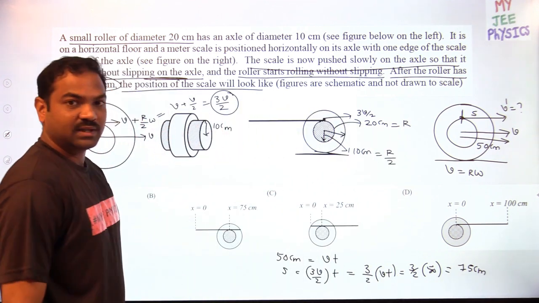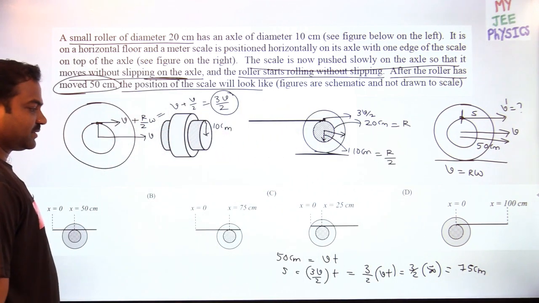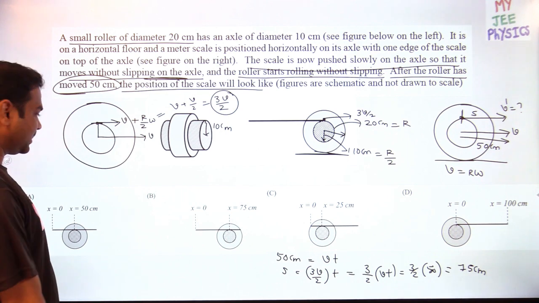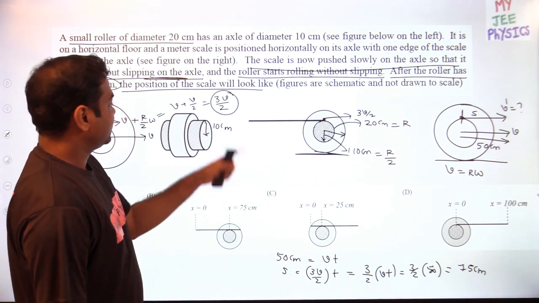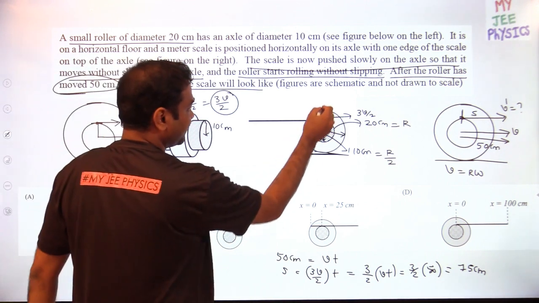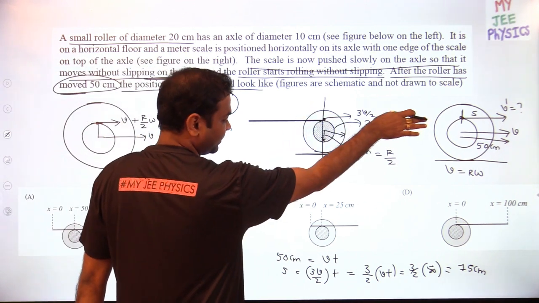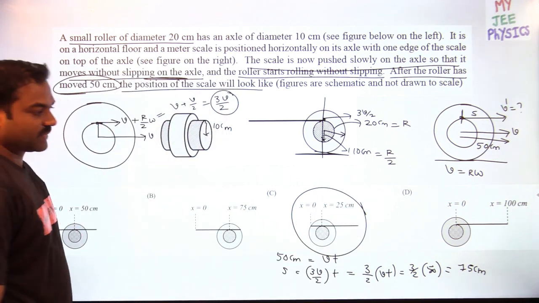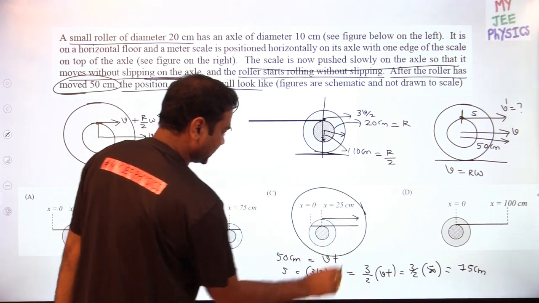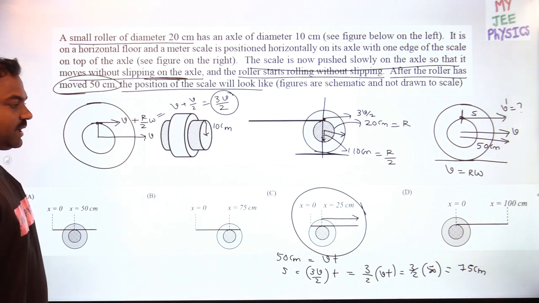So that means the scale has already traveled 75 centimeter forward. Then the position is 25 centimeter. So C will be the answer for this question.